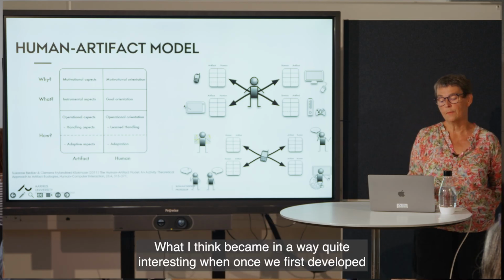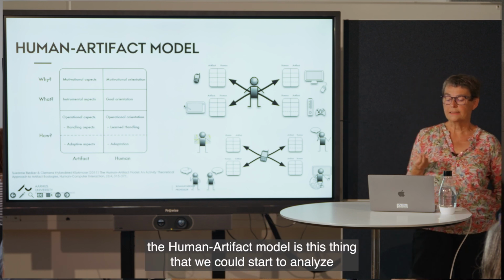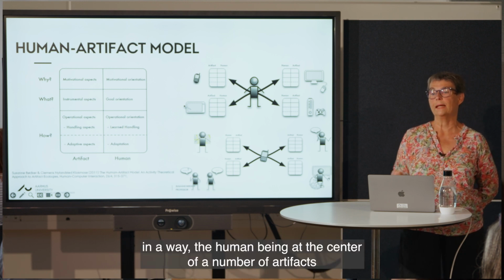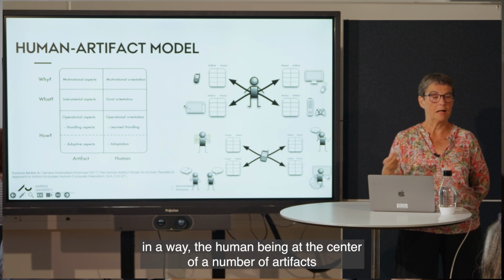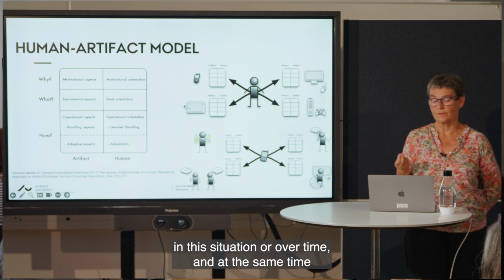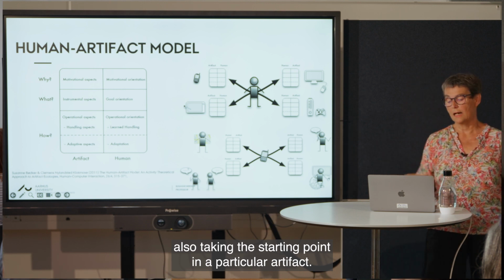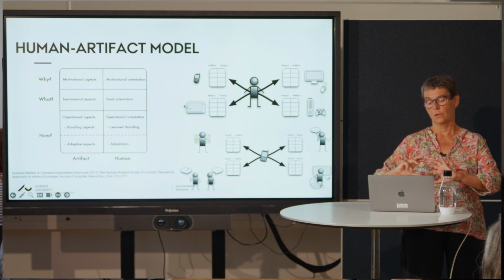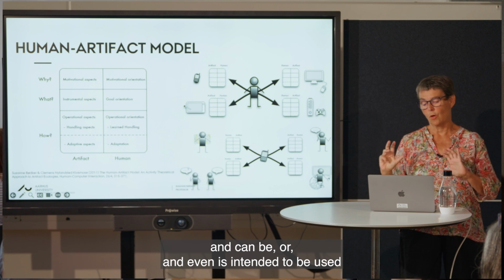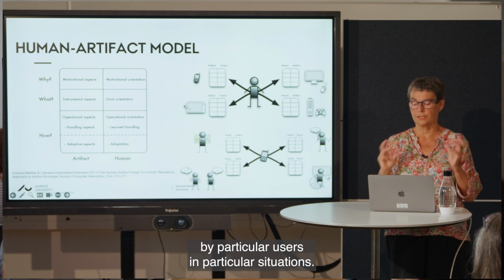What became quite interesting once we first developed the human artifact model is that we could start to analyze the human being at the center of a number of artifacts that the person is using, either in a situation or over time, and at the same time also take a starting point in a particular artifact and think about how that artifact is, can be, and even is intended to be used by particular users in particular situations.